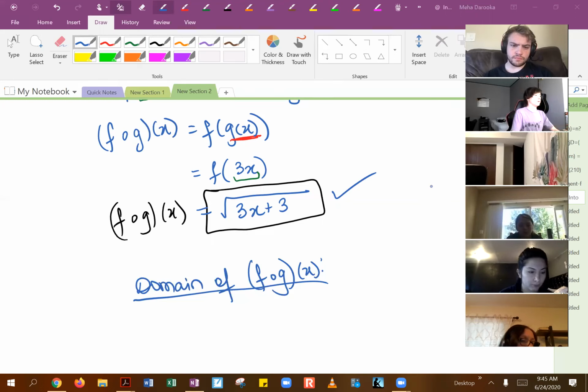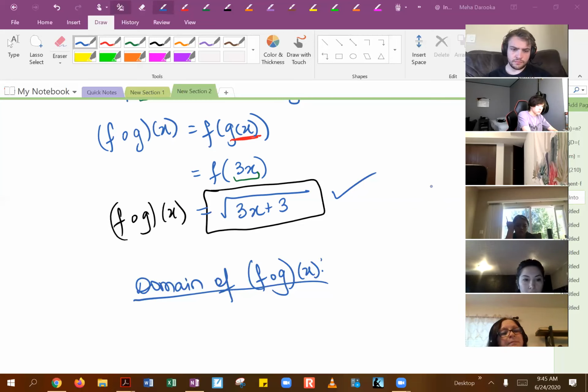So 0 to infinity would have worked if you only had x in there, but we've also got the 3x plus 3 with it, right? So it's actually going to change a little bit, but you're kind of on the right track because remember, it's still inside a square root, which means we still cannot have a negative value inside the square root. You can have an answer of 0 and you can have a positive number.